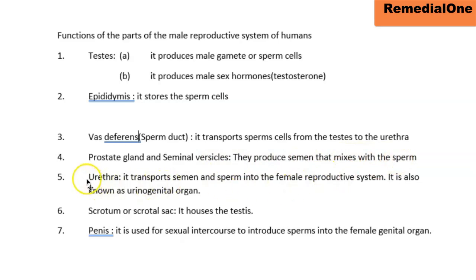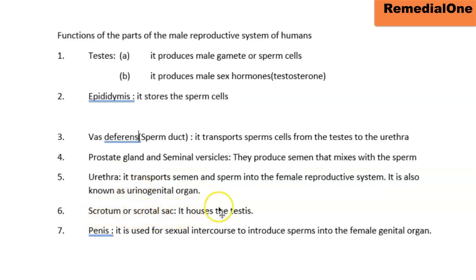Then let's also look at the urethra. I said that the urethra is also described as a urinogenital organ because it serves two functions. One, as a urinary organ by transporting urine from the bladder to outside, and also as a genital organ by transporting sperm cells from the place of production into the vagina of the female human.